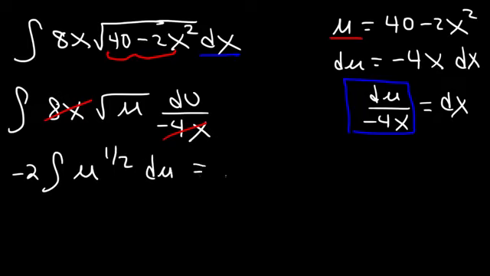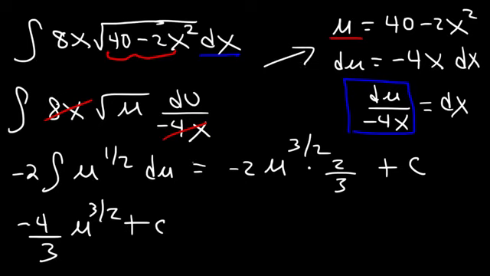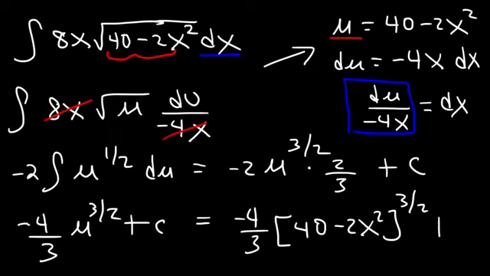So now we can use the power rule. 1/2 plus 1 is 3 over 2. And then we could divide by 3 over 2 or multiply by 2 over 3, which is the better option. So negative 2 times 2/3, that's negative 4 over 3. Now the last thing we need to do is replace the u variable with 40 minus 2x squared. So the final answer is negative 4 over 3, 40 minus 2x squared raised to the 3 over 2 plus c. And that's all we need to do.